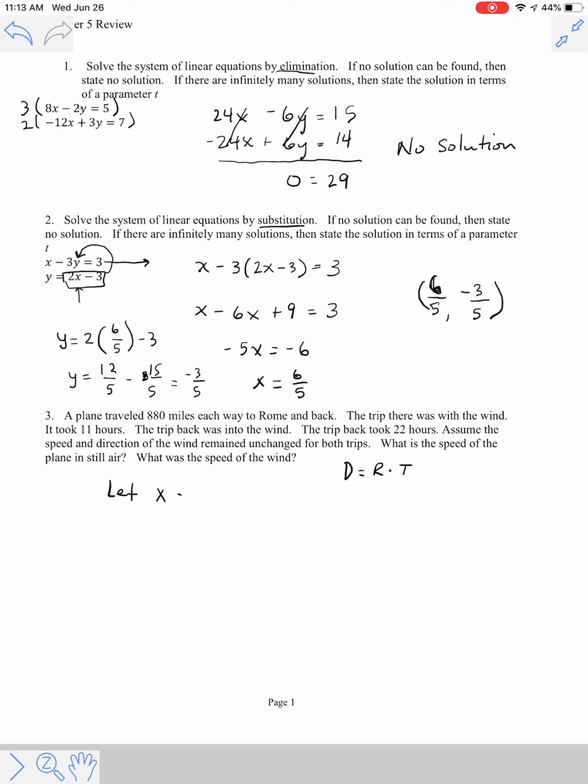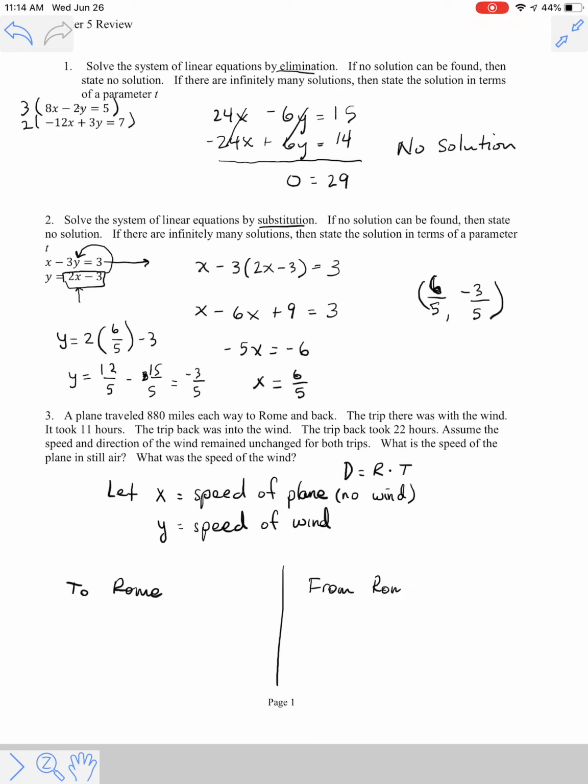I'm going to let x be the speed of the plane if there was no wind. And then I'm going to let y be the speed of the wind. Now, since we have a trip to Rome and a trip from Rome, I'm going to use this distance equals rate times time twice, one for each trip.